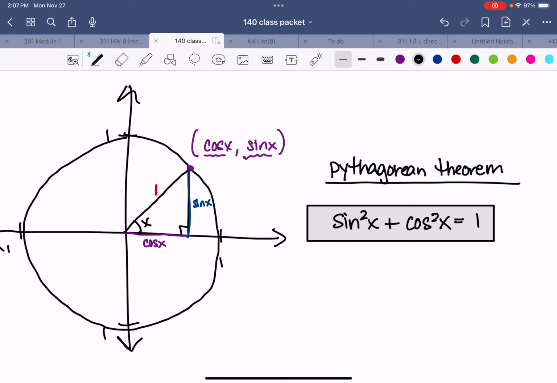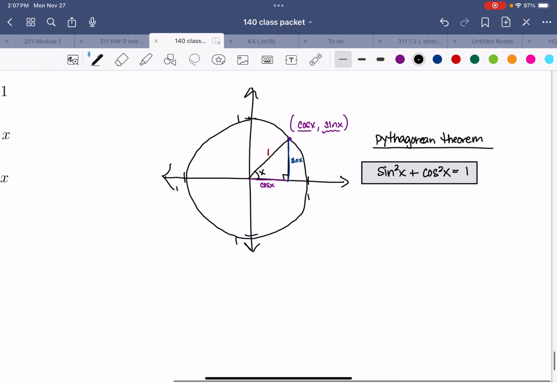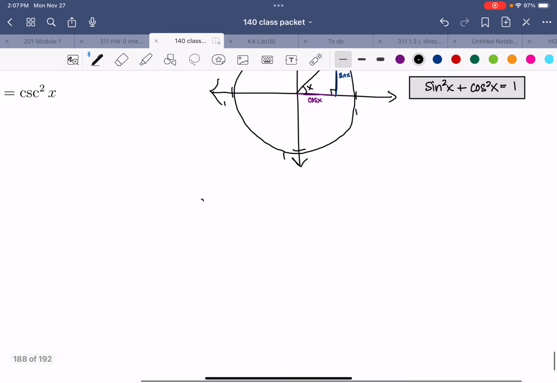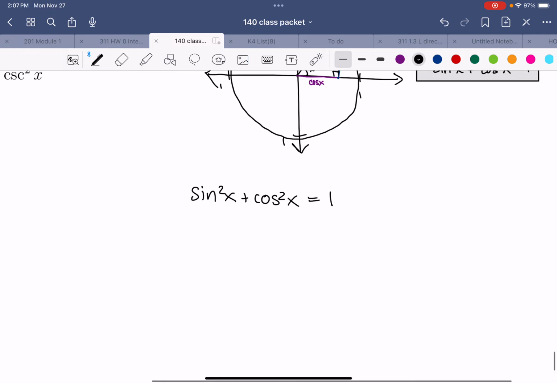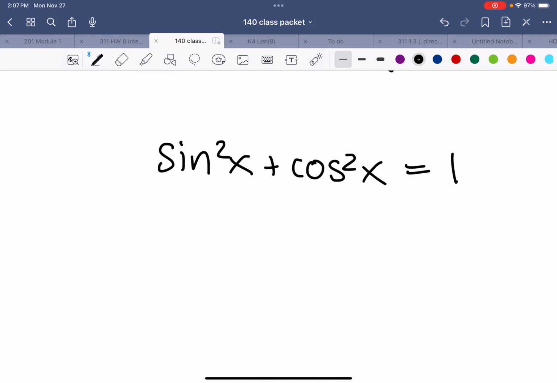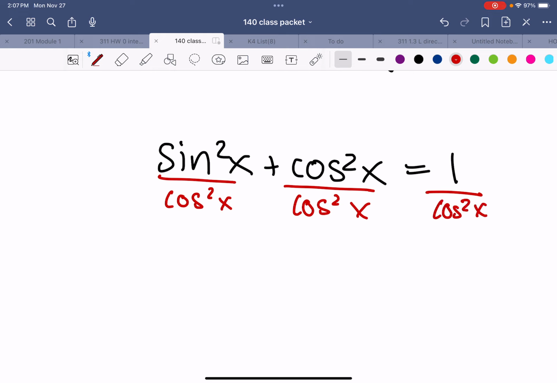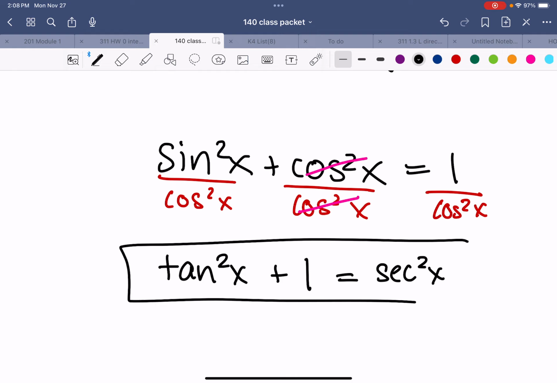Now, how do I get the other two? Well, we can get the other two by doing some algebra. So if you take that sine squared plus cosine squared equals 1, and you divide everything by cosine squared. So we're going to divide everything by cosine squared. And we use our basic identities. Then sine over cosine is tangent. So this one is tangent squared. The cosines will cancel out to get 1. And 1 over cosine is secant, and it is squared. So that's how we get our second one.